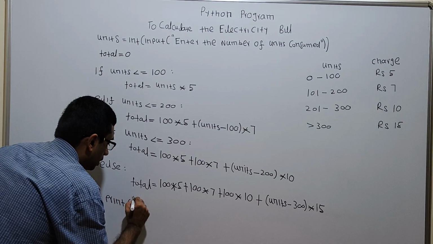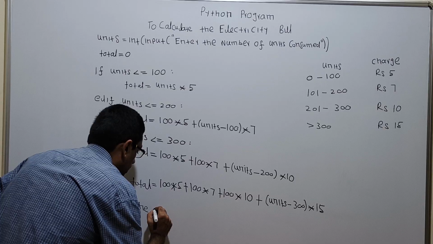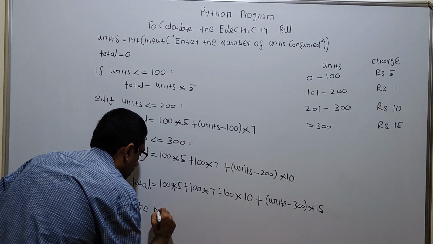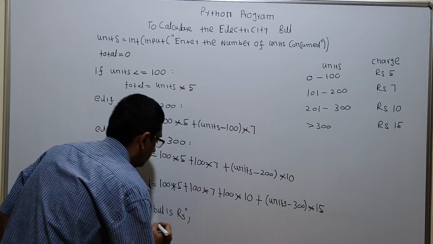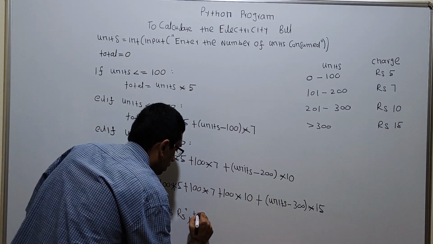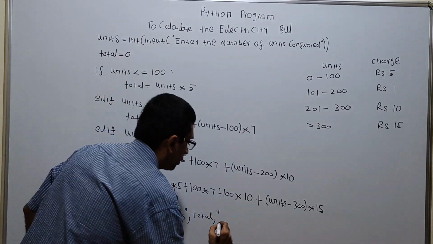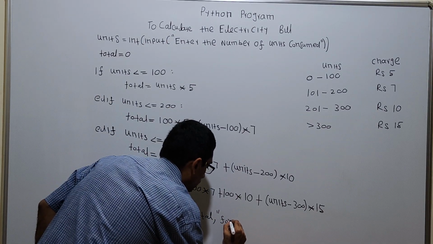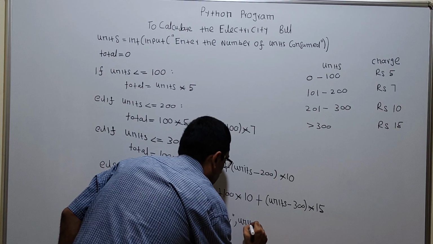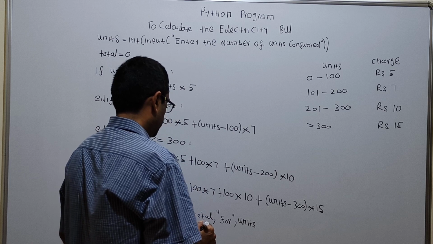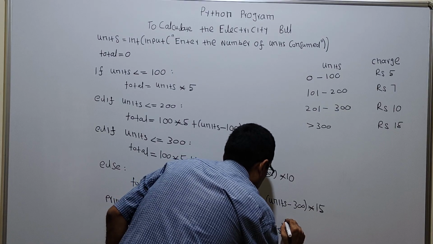Print. Here I am printing the bill. Bill is, here I am writing rupees, comma, I am placing the variable total followed by the string for, followed by the variable units, followed by the string units. I am closing the print statement.